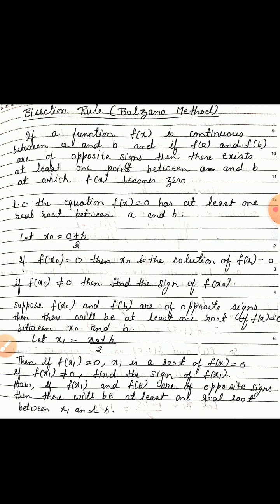We have to just check. Suppose f(x0) and f(b) are of opposite signs, then there will be at least one root of f(x) equal to 0 between x0 and b. We have to again bisect this interval. So let x1 be equal to (x0 plus b) by 2. Again, if f(x1) equal to 0, then x1 is the root of f(x) equal to 0. If f(x1) is not equal to 0, find the sign of f(x1). Now if f(x1) and f(b) are of opposite signs, then there will be at least one real root between x1 and b.